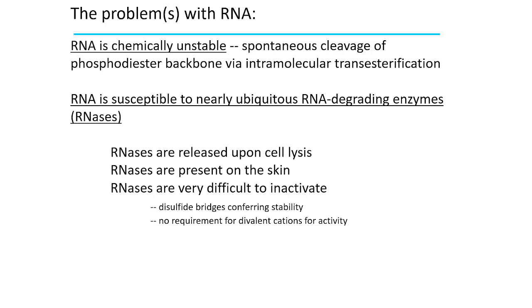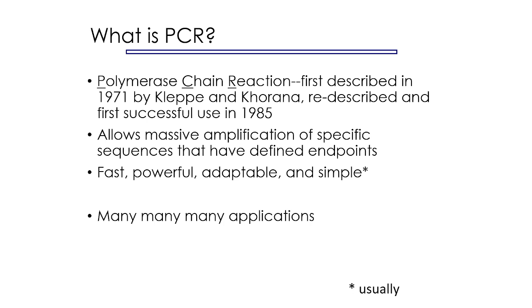So this is the slide that I just mentioned. So what happens with RNA? The problem with RNA is that it is chemically unstable. There is spontaneous cleavage of the phosphodiester backbone via intramolecular transesterification, and it is susceptible to nearly ubiquitous RNA degrading enzymes, RNases. RNases are released upon cell lysis, they are present on the skin, and they are very difficult to inactivate. Disulfide bridges confer stability, and there is no requirement for divalent cations for activity.